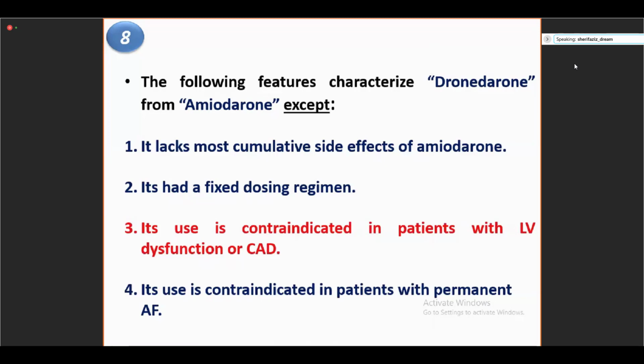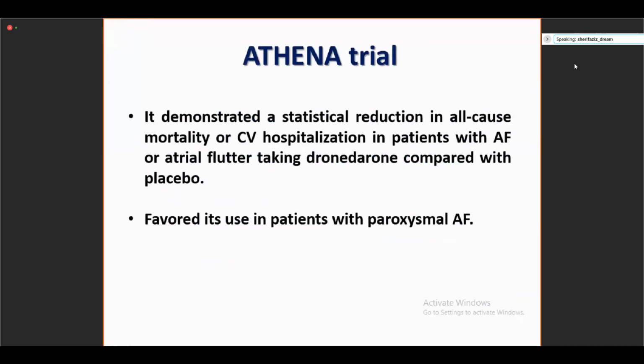If we can move to the next slide, we know that dronedarone, of course, has the ATHENA trial, which shows statistically a reduction in all-cause mortality and cardiovascular hospitalization in patients with AF in order to maintain sinus rhythm. That's why it was favored in paroxysmal AF. But in the next slide, we can see here the Andromeda trial and the other... Can we move to the next slide, please, Dr. Ahmed?